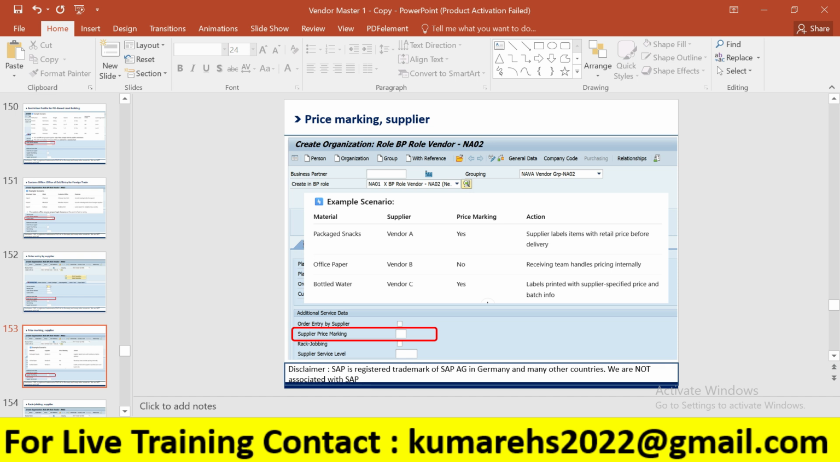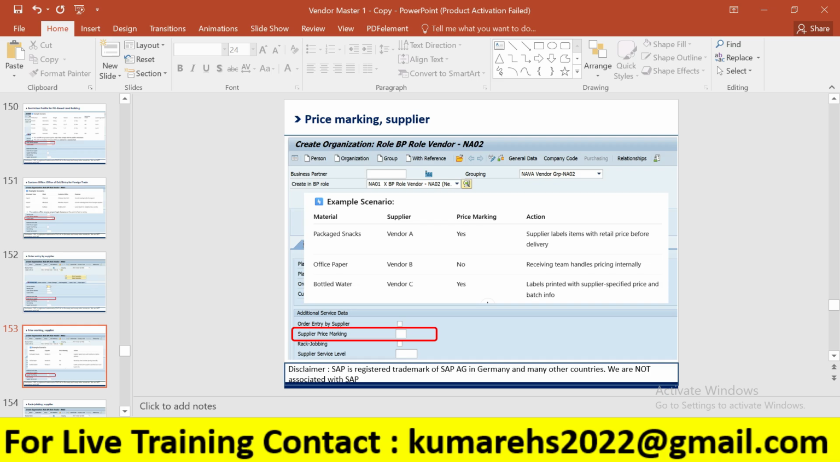Under the vendor master purchasing data, the price marking indicator has to be set. It can also be maintained in the purchasing info record or PO, purchase order conditions. System behavior: when creating a PO, SAP can flag the item for price marking. Supplier is expected to apply price labels accordingly. Receiving team can verify price marking compliance upon goods receipt. Stage number 3, integrations: often combined with goods receipt inspection, can trigger quality notifications if price marking is missing or incorrect.